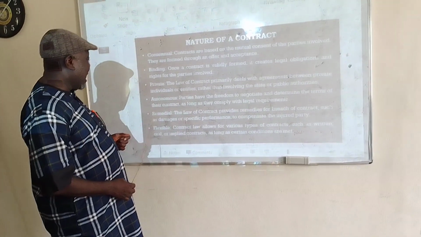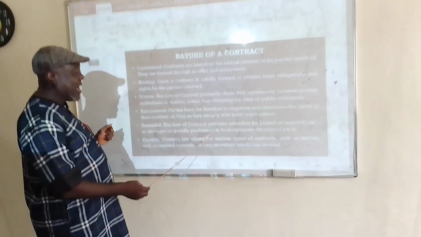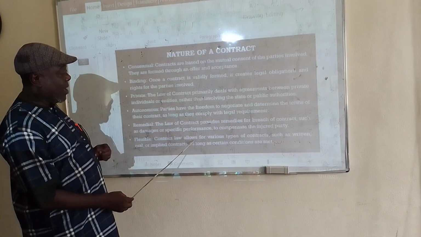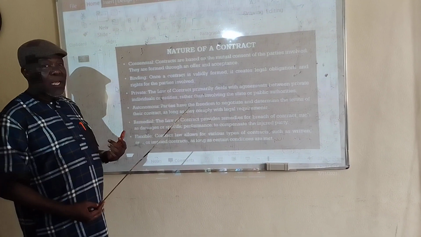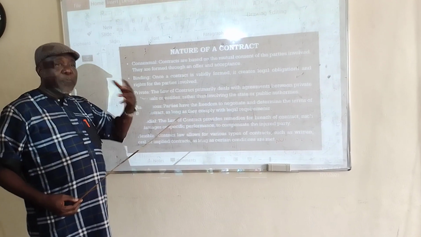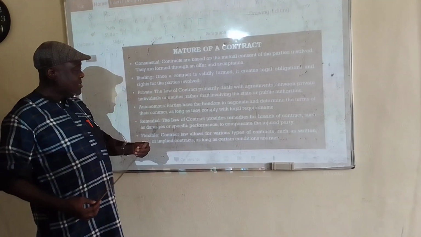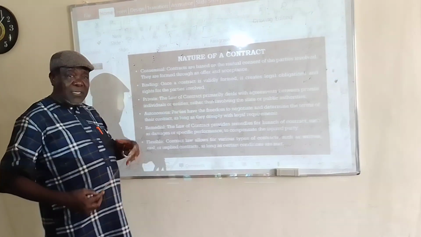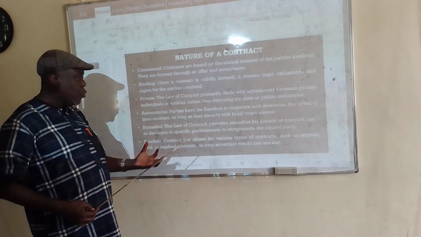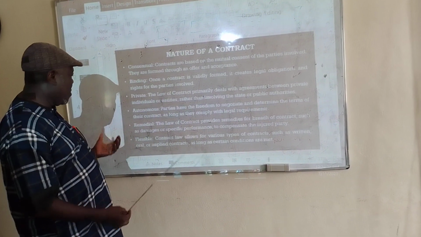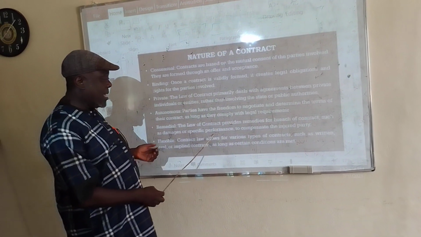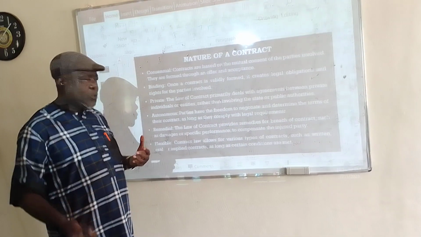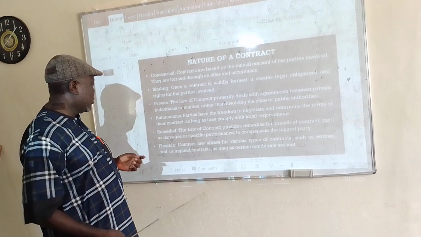Now, remedial. The law of contract provides remedies for breach of contract, such as damages or specific performance, or even to compensate the injured parties. We say it is remedial. If for any reason there is a breach of contractual agreement, parties can now resort to what? Remedies. These remedies can be in form of damages, specific performance, or compensation. This is a full topic which we shall look at in subsequent editions of our lectures.